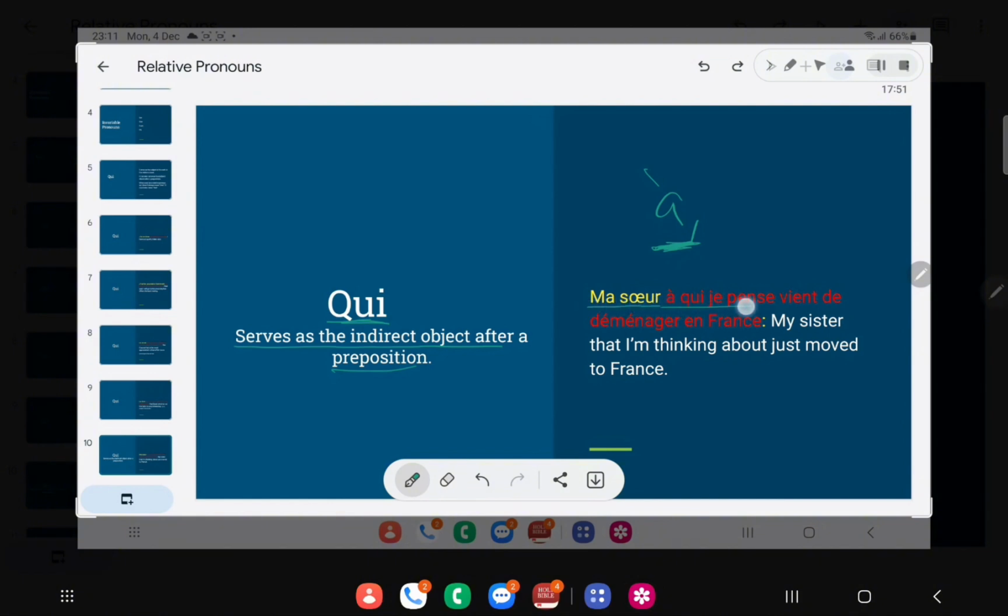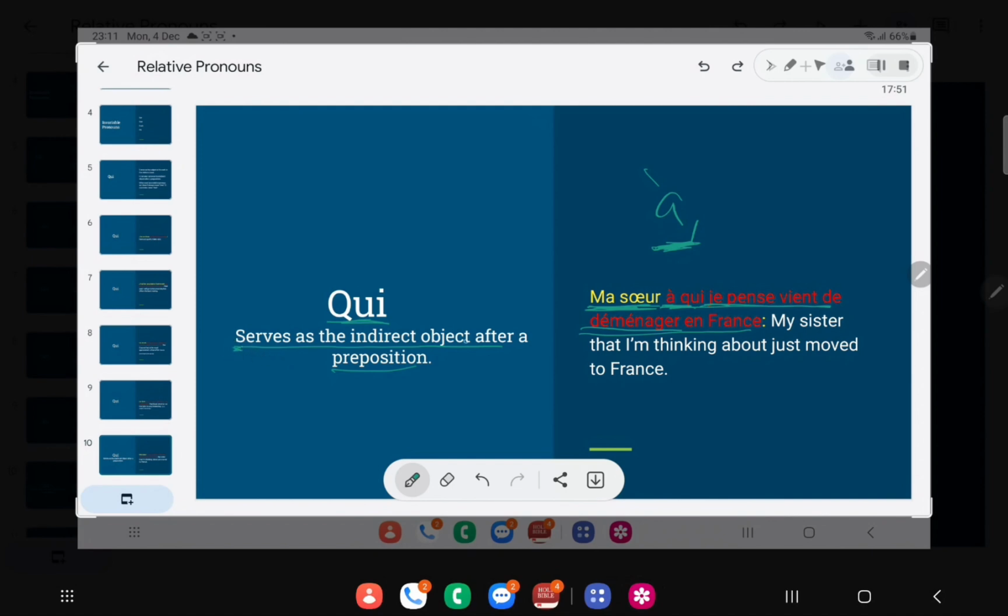Ma sœur, à qui je pense, vient de déménager en France. My sister that I'm thinking about just moved to France. So we have the main part of this sentence, ma sœur, that is the object in the main clause. And then we have the follow-up statement, something I'll call the relative clause. So this relative clause provides us with more information about ma sœur. This extra information is ushered in by à qui. So look at à here. À is the preposition.